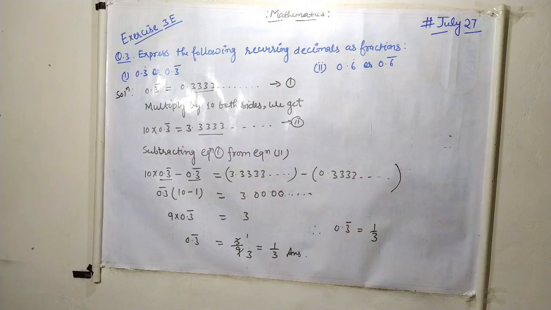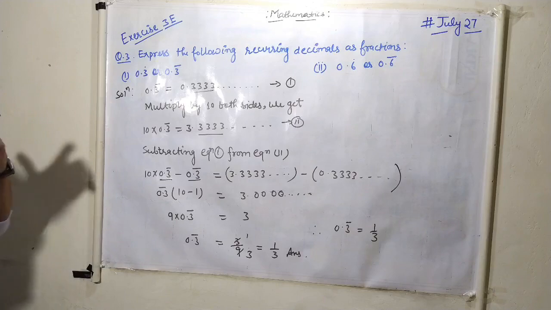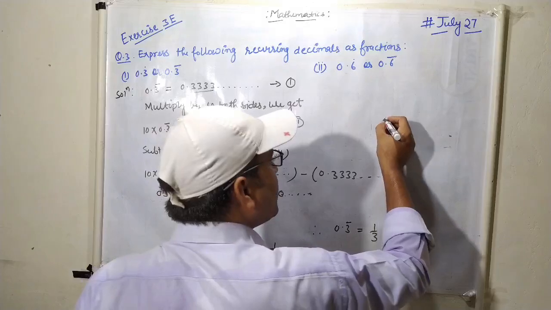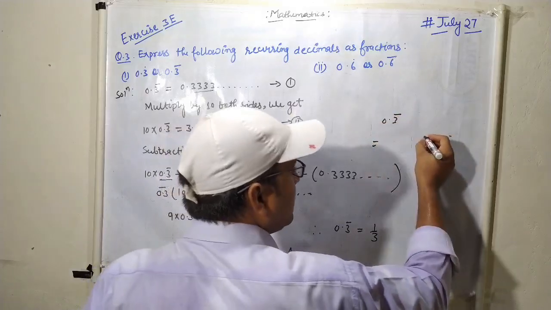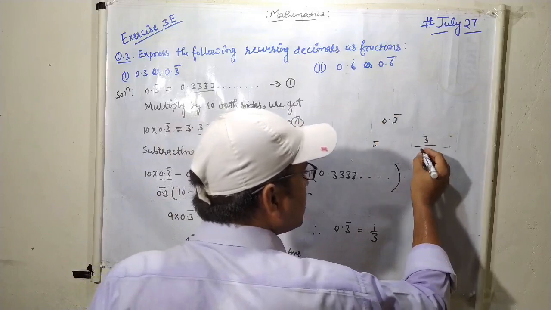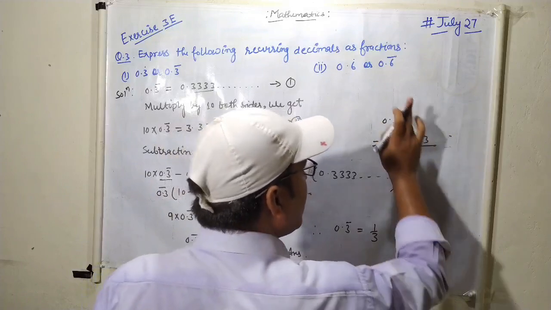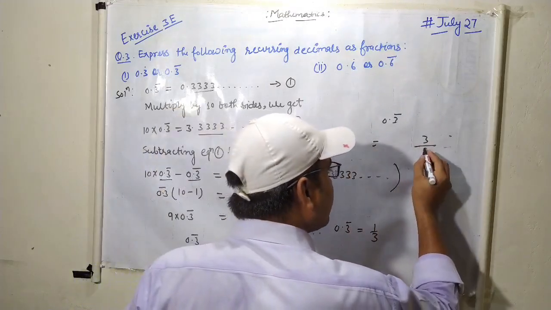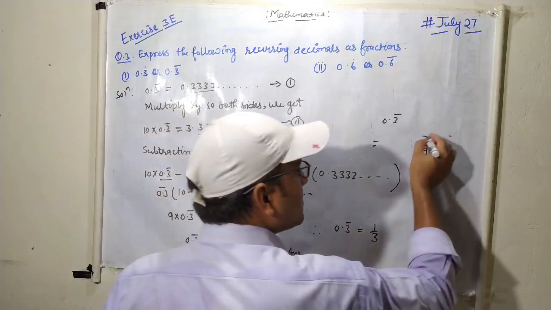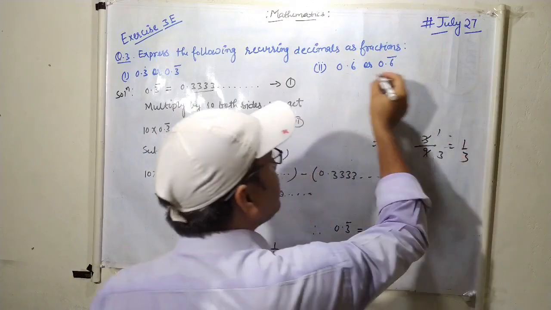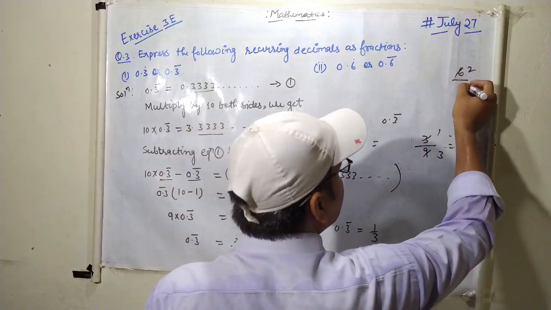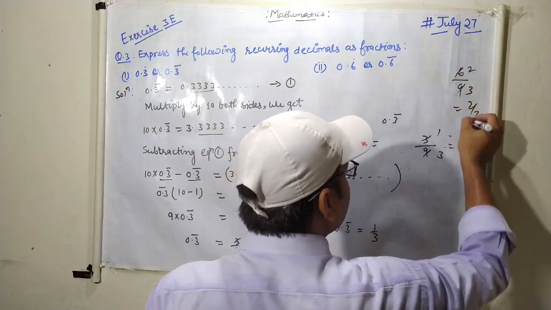But listen students, there is one more way you can do it directly. If you use your concept, if you use your mind, you can do it directly. 0.3 bar means you write the 3 as it is. Here is one decimal digit repeating, so you can write 9. 3 upon 9 is your answer. Same here: 0.6 bar is 6 upon 9, then 2 threes, your answer is 2 upon 3.